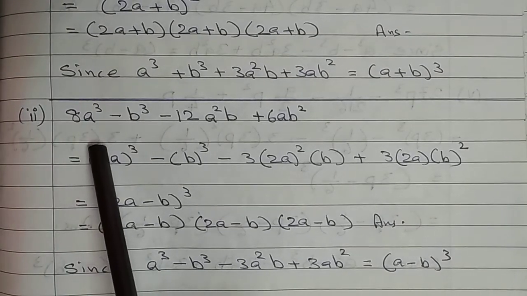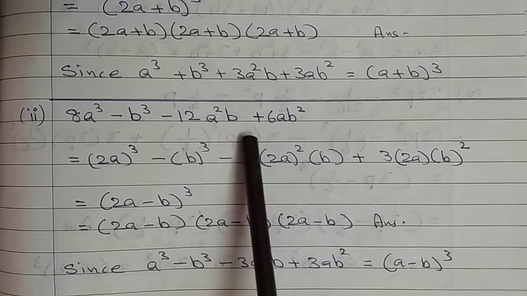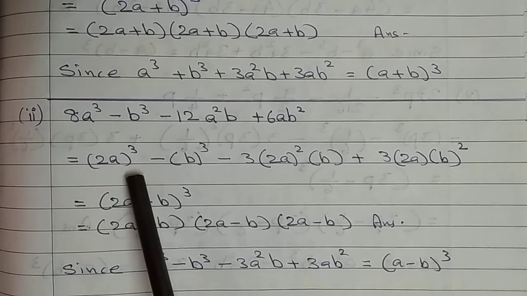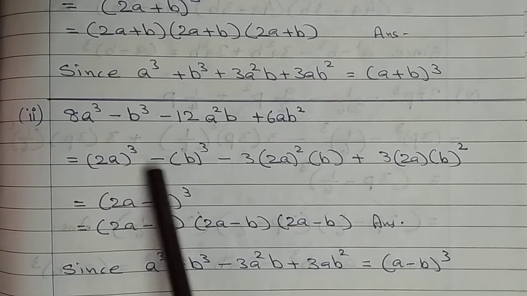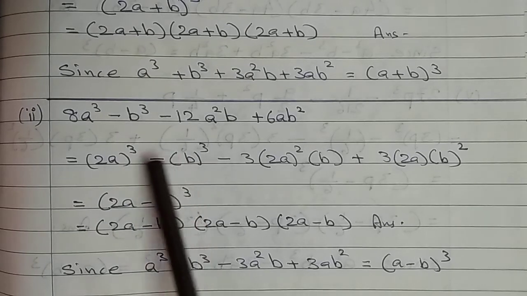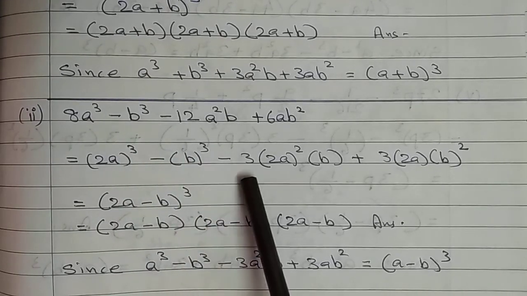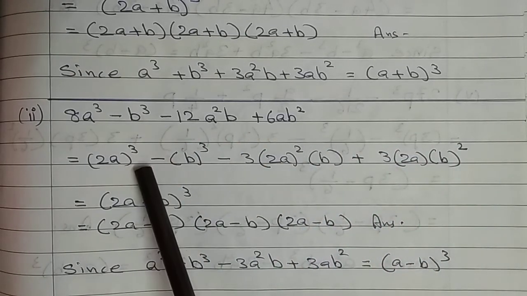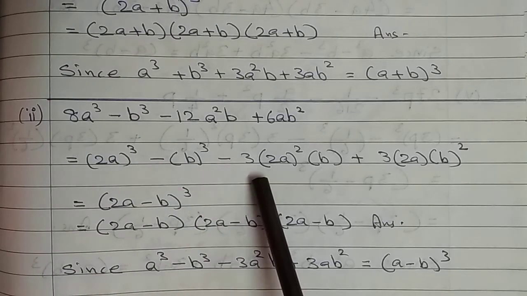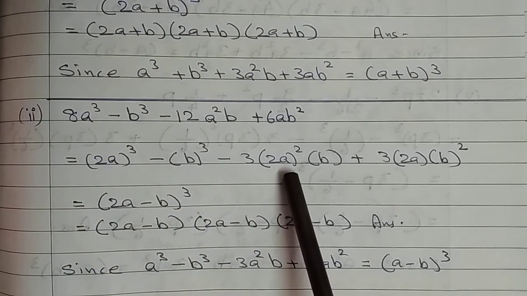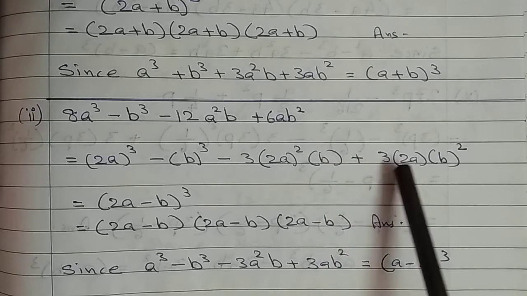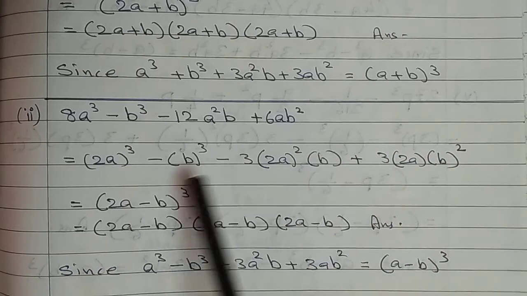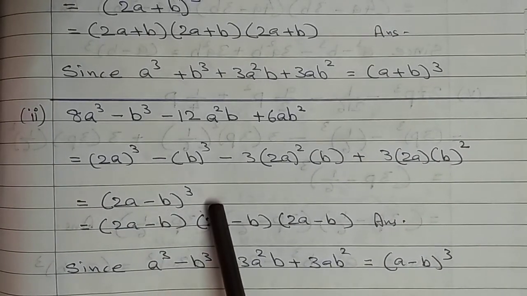Second part, 8a cube minus b cube minus 12a squared b plus 6ab squared. 8a cube is again written as 2a the whole cube, then b cube. We got a and b, so a cube minus b cube minus 3a squared b plus 3ab squared. 2a the whole cube minus b cube minus 3 into square of the first term into second term plus 3 into first term multiplied by square of the second term, which is equal to 2a minus b the whole cube.